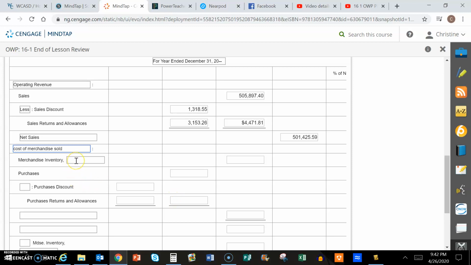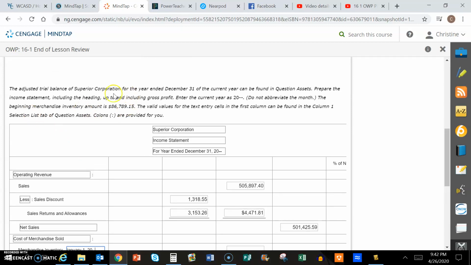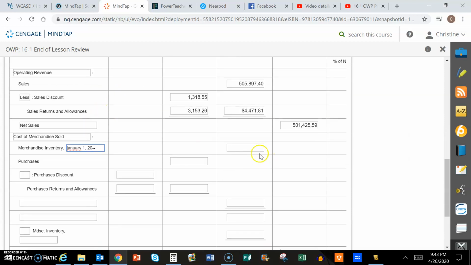Okay, just like we did in that little formula before, you're going to have your beginning inventory. So this is merchandise inventory January 1. Okay, and they are giving us that number. So the 86 right here in your instructions, that's the beginning inventory. So we're going to plug that over here. So 86,789.15.